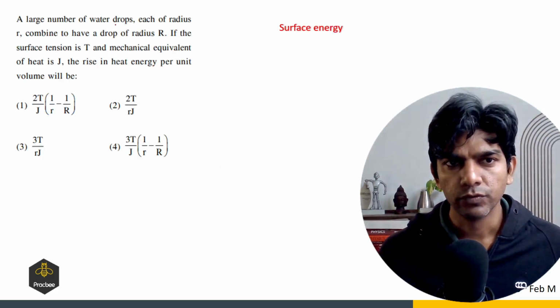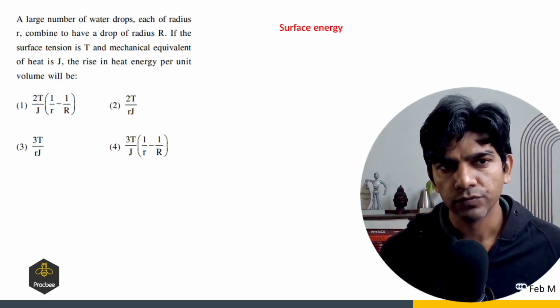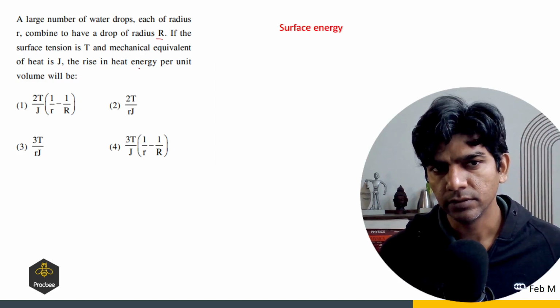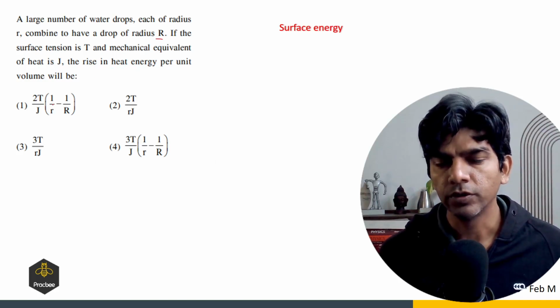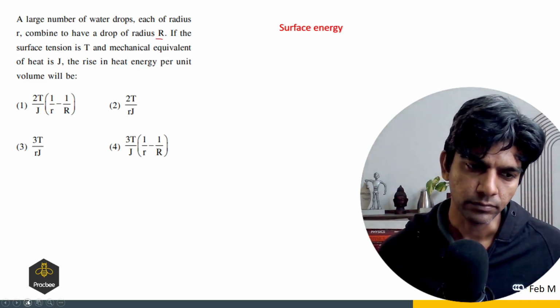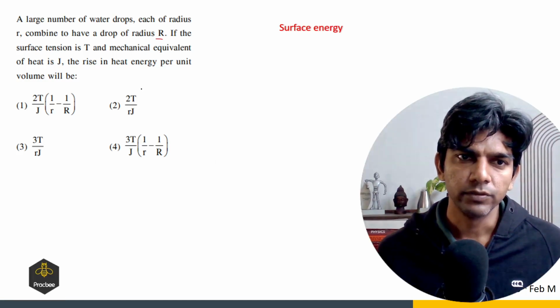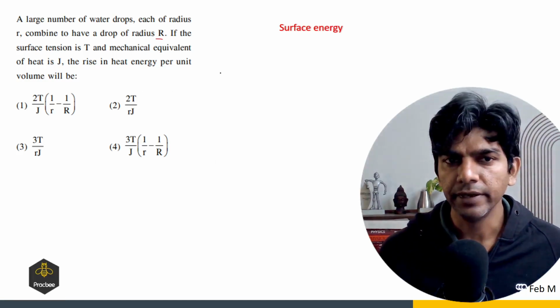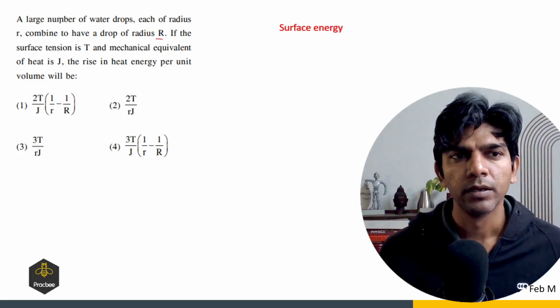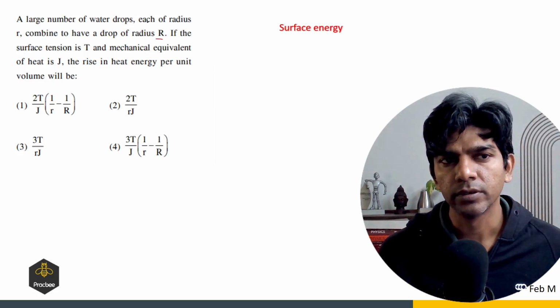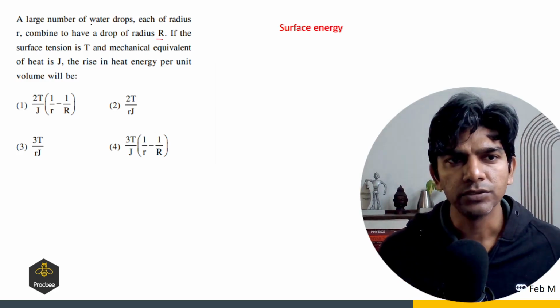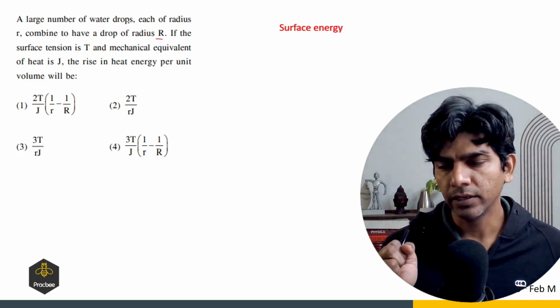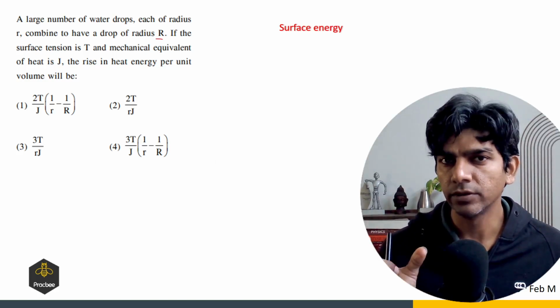Okay, a large number of water drops each of radius r combine to have a drop of radius capital R. If the surface tension is T, the mechanical equivalent of heat is J. The rise in the heat energy per unit volume. Right, so let us try to solve this rise in the heat energy. So basically, a large number of drops. So we are combining a large number of small drops and making a giant drop, right?